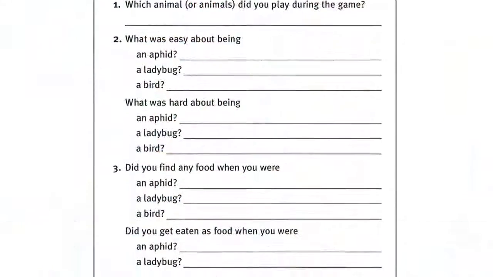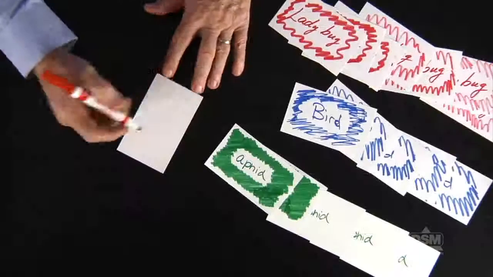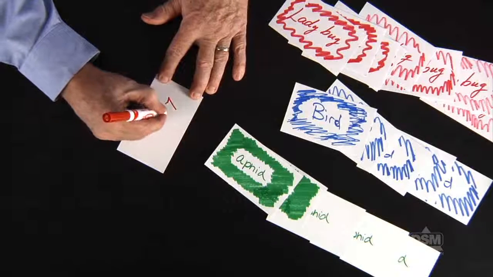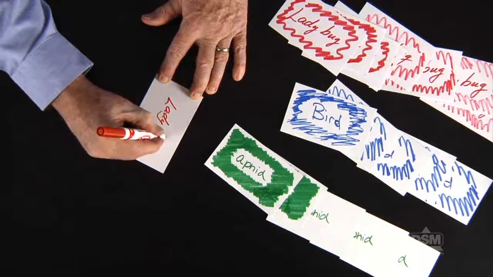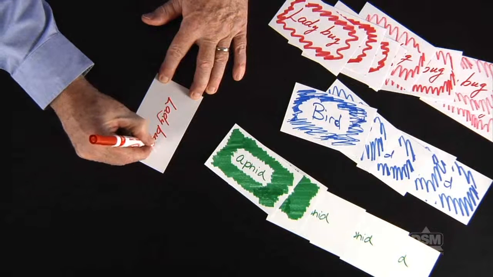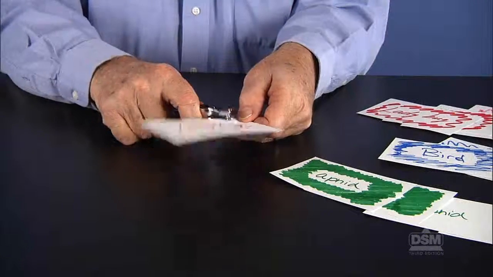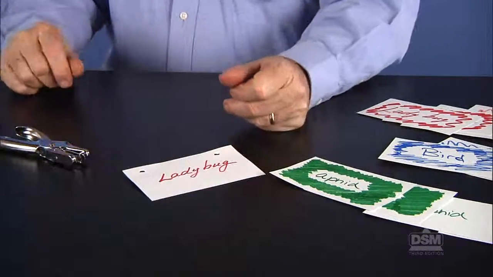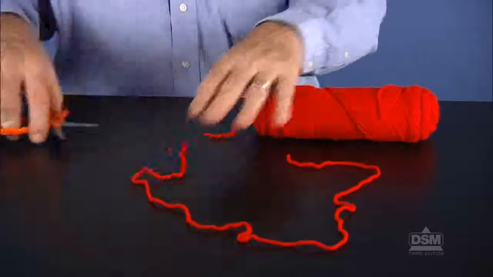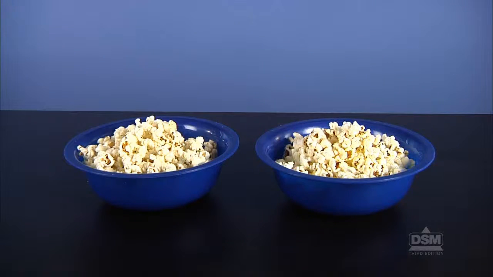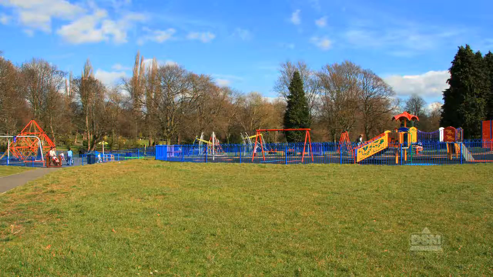To prepare for the activity, make a copy of Activity Sheet 12 for each student. With the marker, label 18 index cards aphid, 9 cards ladybug, and 5 cards bird. Punch holes in the top corners of each card. Cut a piece of yarn 1 meter long for each student. Pop enough popcorn to fill 2 large bowls. Arrange to have the use of the playground or gymnasium for the game.